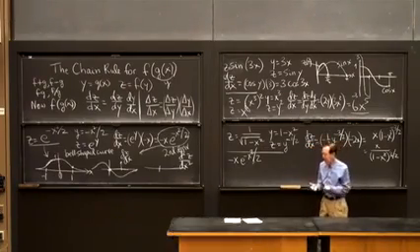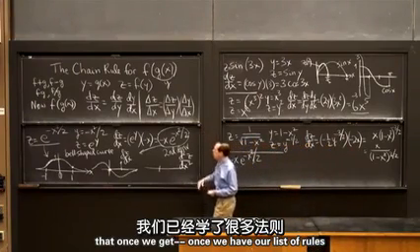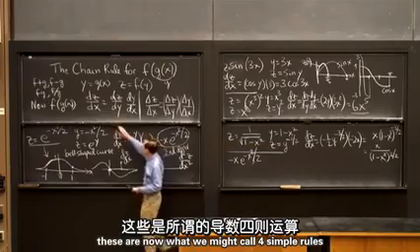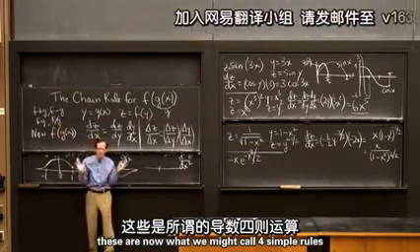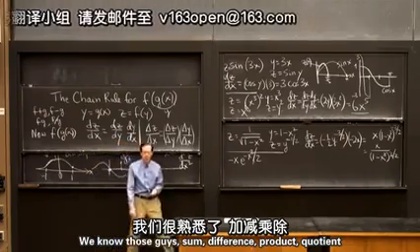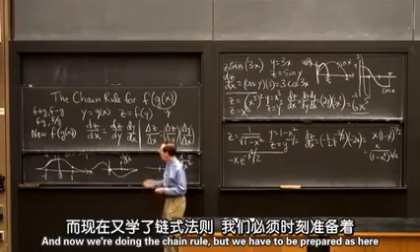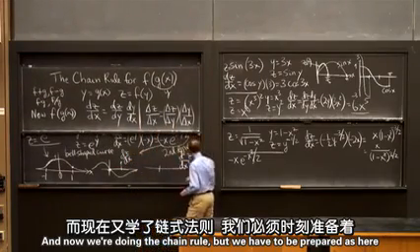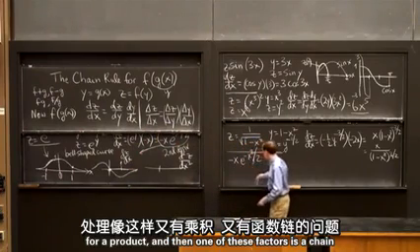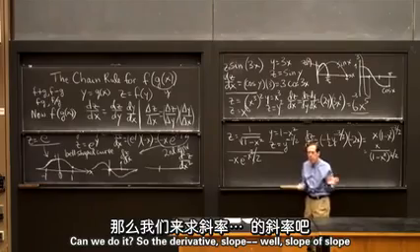And that's the point, that once we have our list of rules, these are now what we might call four simple rules. Like, we know those guys. Sum, difference, product, quotient. And now we're doing the chain rule, but we have to be prepared, as here, for a product, and then one of these factors is a chain. All right, can we do it?